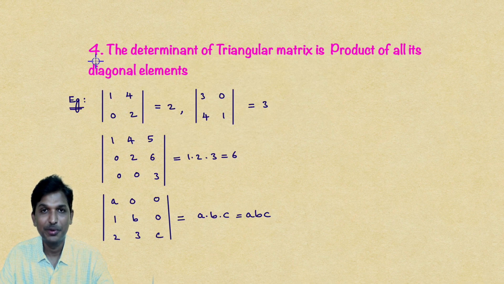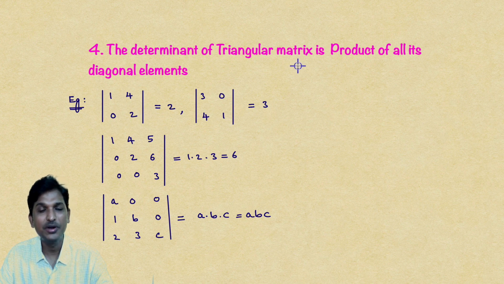What is the fourth property? The determinant of a triangular matrix. What is a triangular matrix? A matrix which is either upper triangular or lower triangular is known as a triangular matrix. In the Maths chapter, we learn about triangular matrix. However, in the examples, I'll explain what is a triangular matrix. The determinant of a triangular matrix is the product of all its diagonal elements. When you identify that the given determinant is the determinant of a triangular matrix, directly we can write the answer. Answer is the product of all its diagonal elements.